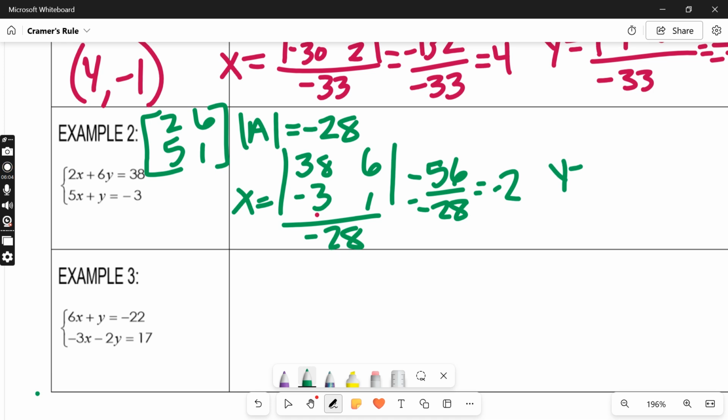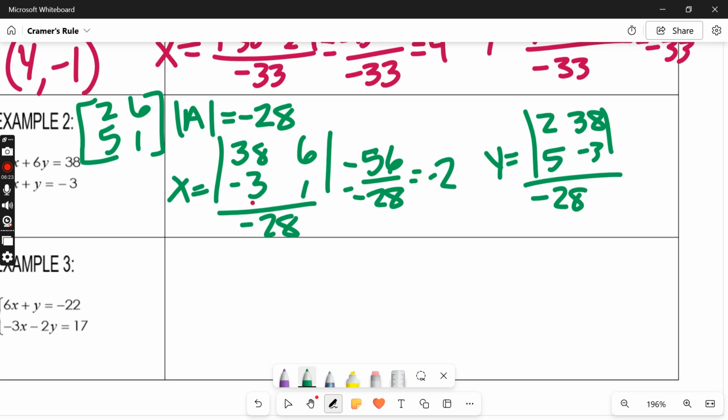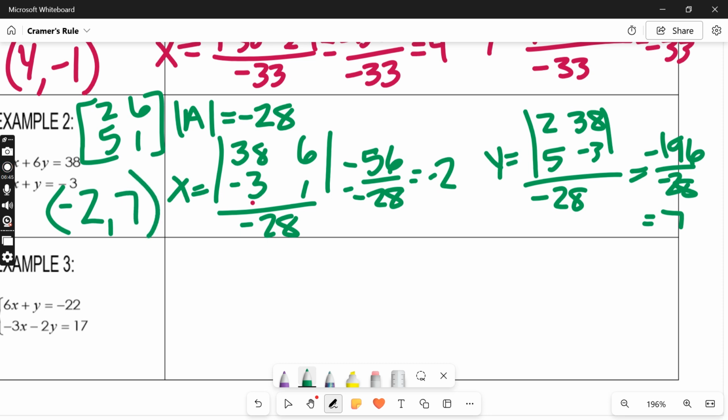Then I'm going to find the y coefficient. I'm going to leave the x values from the coefficient matrix alone, and then I'm going to replace the y values with 38 and negative 3. I'm going to find my determinant, so 2 times negative 3 minus 5 times 38. This will be negative 196 over negative 28, which is 7. So my answer to this is negative 2, 7.